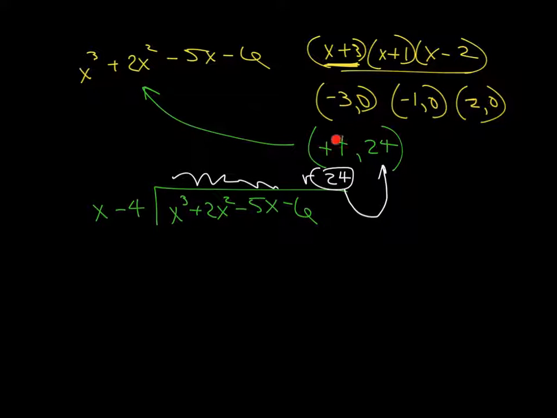But when I try a number that is not a factor, it's going to give me a remainder that happens to always be the y value. So I can graph this point. It will be on this graph. It just won't be where it crosses the x-axis and won't be one of the answers. It doesn't mean it's not important. It just means it's not one of the places where it crosses the x-axis, but it's still on the graph, if that makes sense.